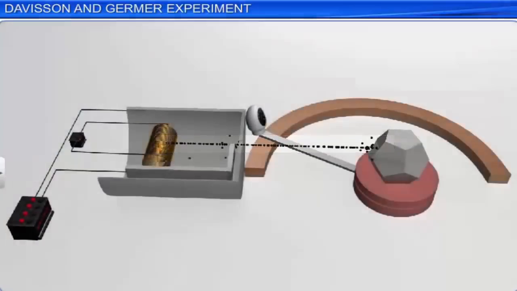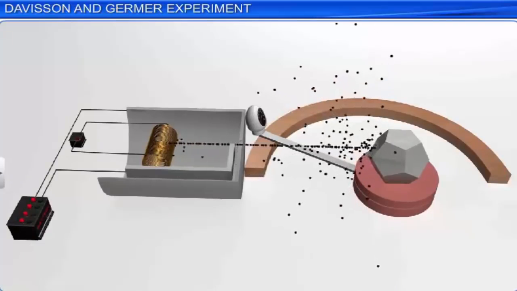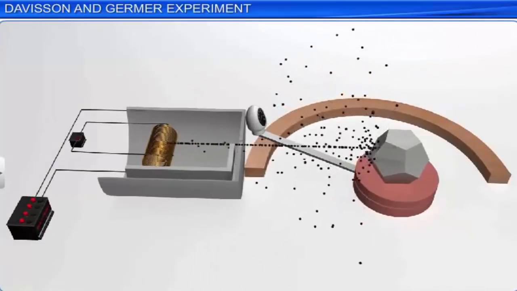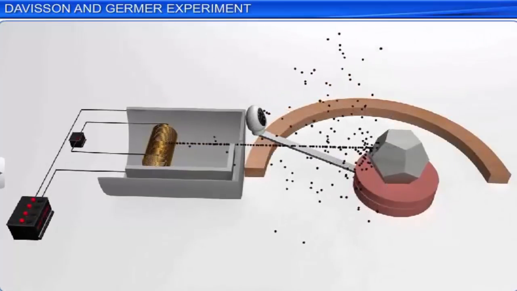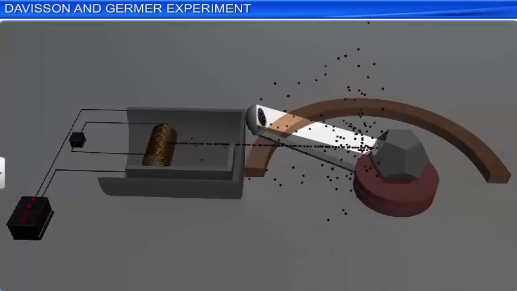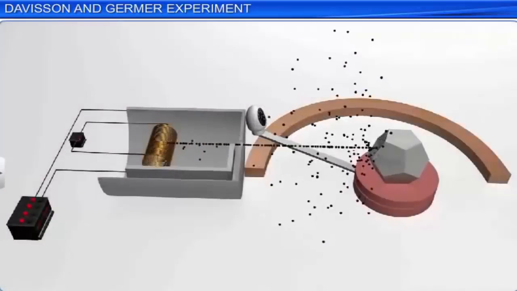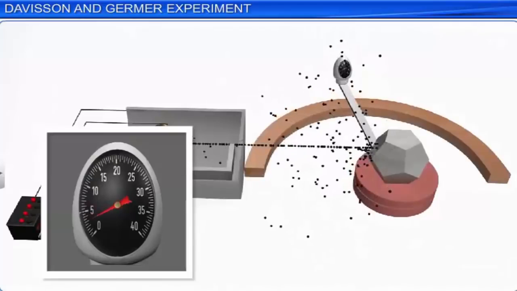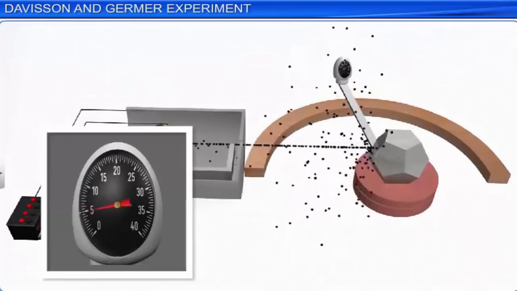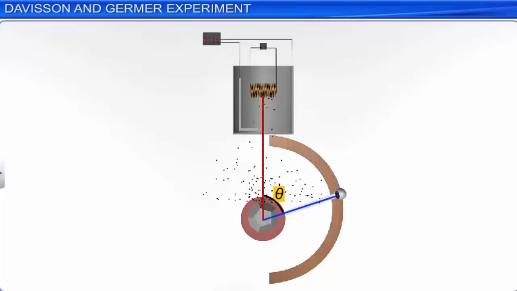This collimated beam is directed to fall on the surface of the nickel crystal. The electrons are scattered in various directions by the atoms of the crystal. The intensity of the electron beam scattered in a given direction is measured by the electron detector or the movable collector. By moving the detector on the circular scale at different positions, the intensity of the scattered electron beam is measured for different values of angle of scattering, theta, which is the angle between the incident and the scattered electron beams.